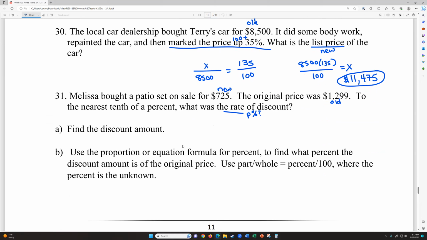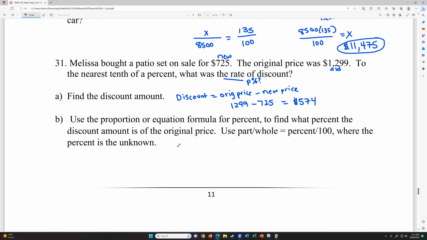Okay. Well, when you have the new and old, you already can figure out what the discount amount was. A discount amount, when you know both prices, is the original price minus the new sales price. Okay. So 1,299 minus 725, that will tell us how much it was discounted by. And this comes out to $574.